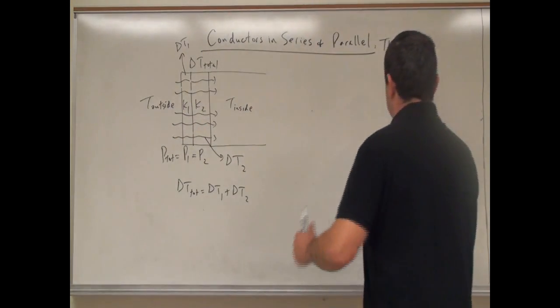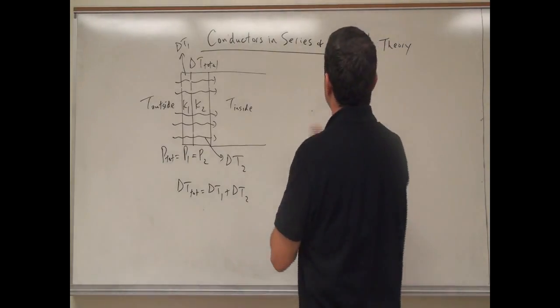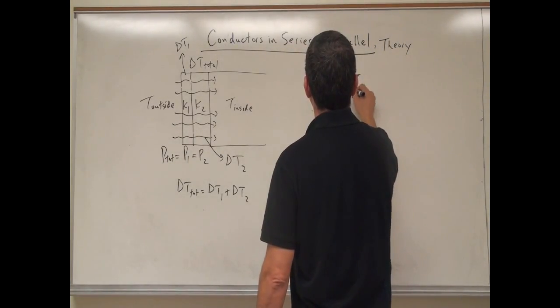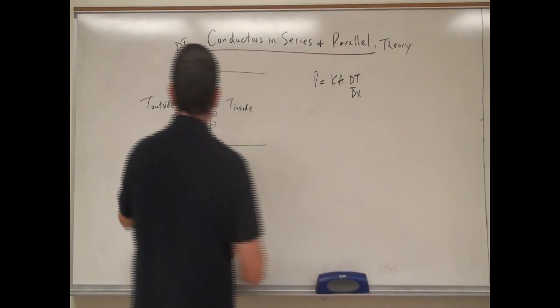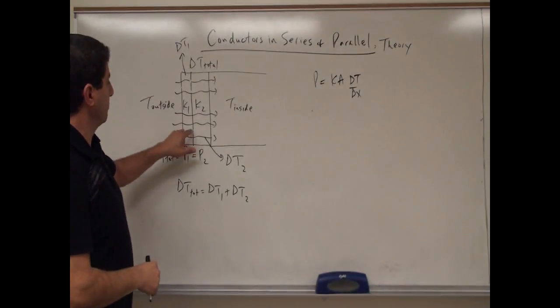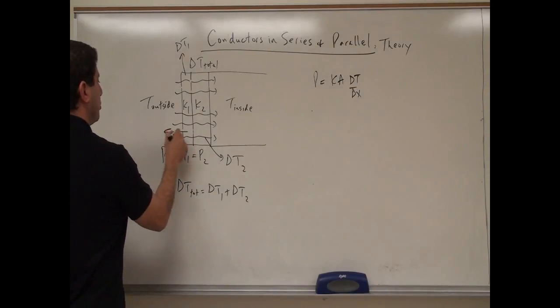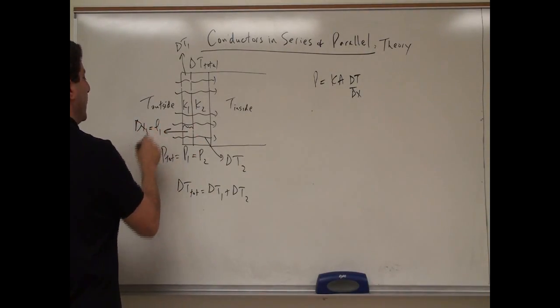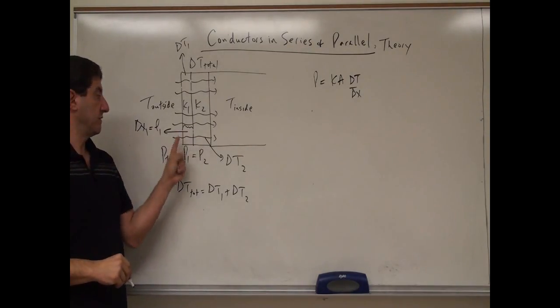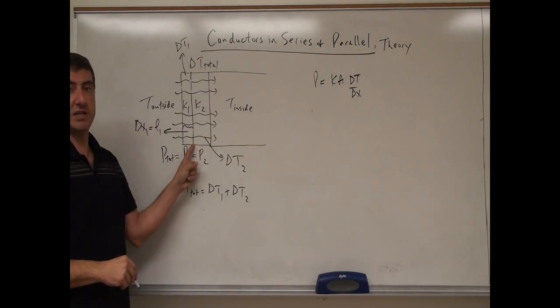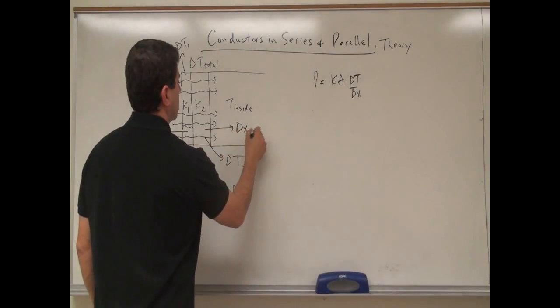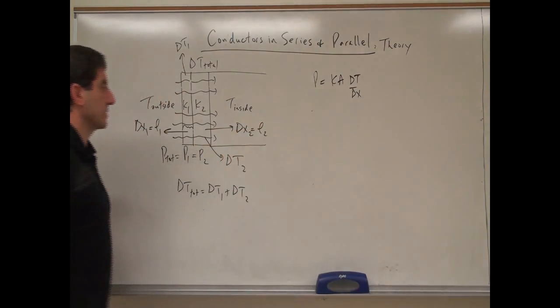Therefore, how do the two conductors add up? Let's use the equation P is equal to K A delta T over delta X. Delta X is the thickness of both of them. I'm going to call delta X1 L1, in other words, its length from one end to the other end. To make it easy, we'll just call that L1. And then delta X2, we'll call L2.